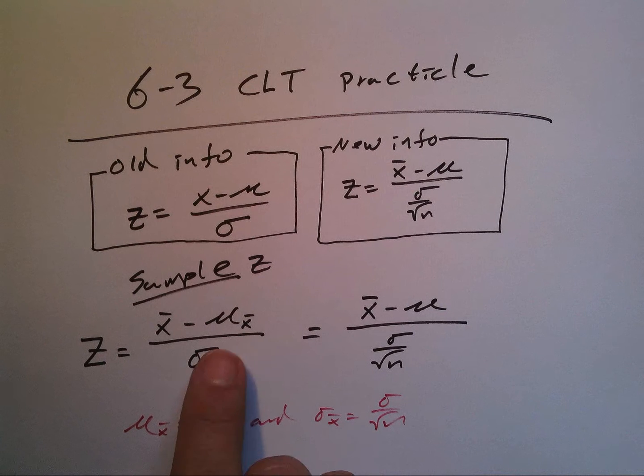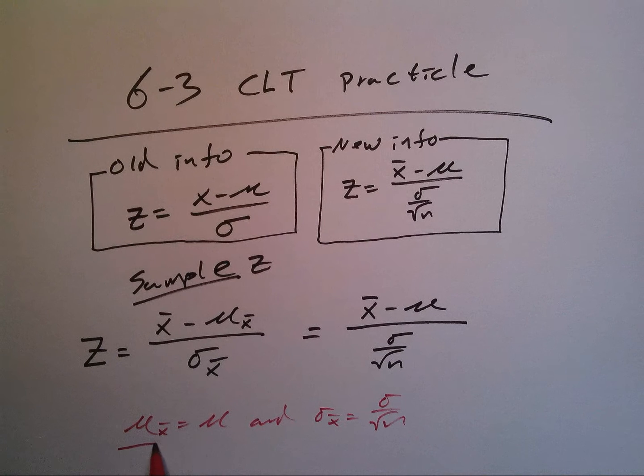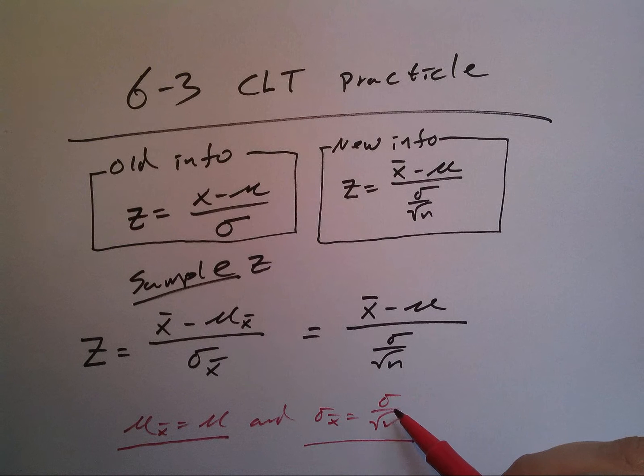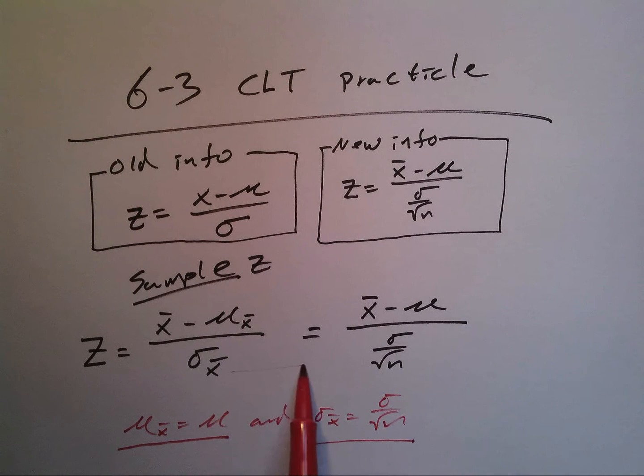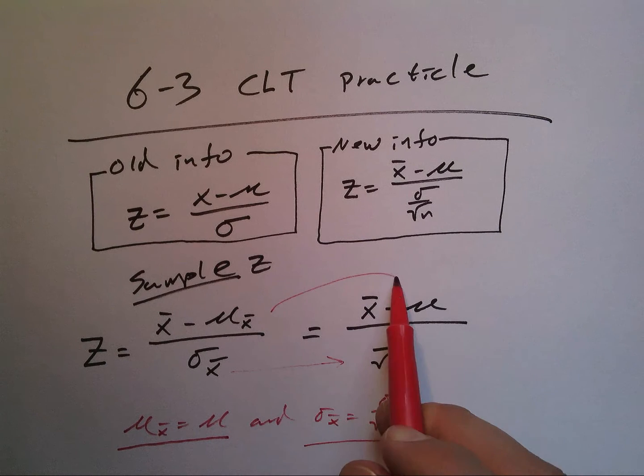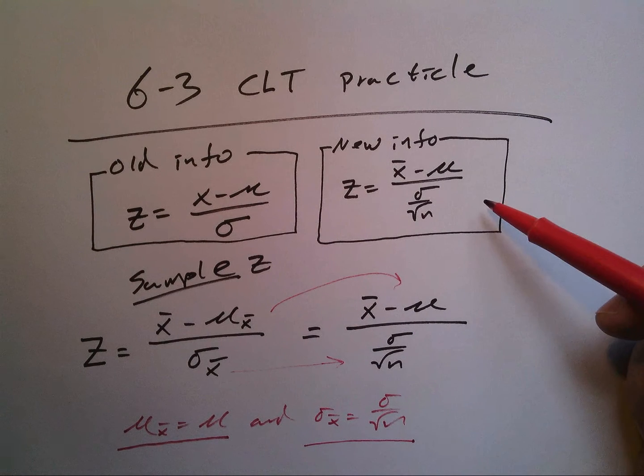But wait, don't these look familiar? Don't the sample means and the sample standard deviations remind us of something? Yeah, the central limit theorem tells us that the mean of the samples is equal to the mean of the population the samples were pulled from. But the standard deviation of the samples is going to equal the standard deviation of the population it came from divided by the square root of n. So I'm going to take these pieces and just translate them over to what we had. And that's where we have this new information.